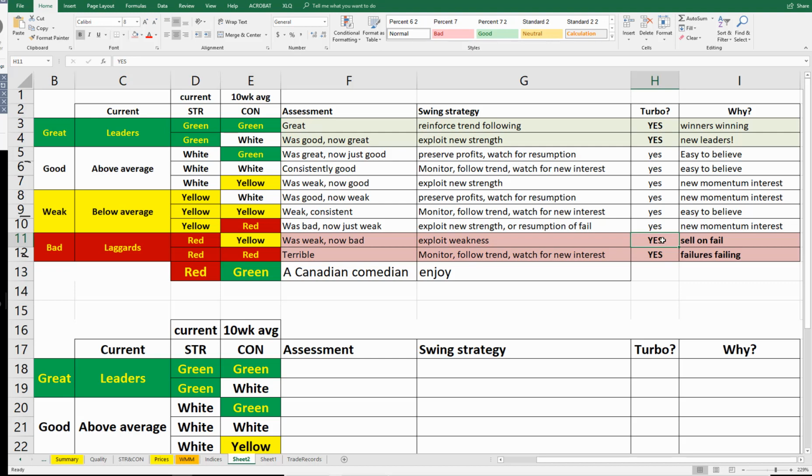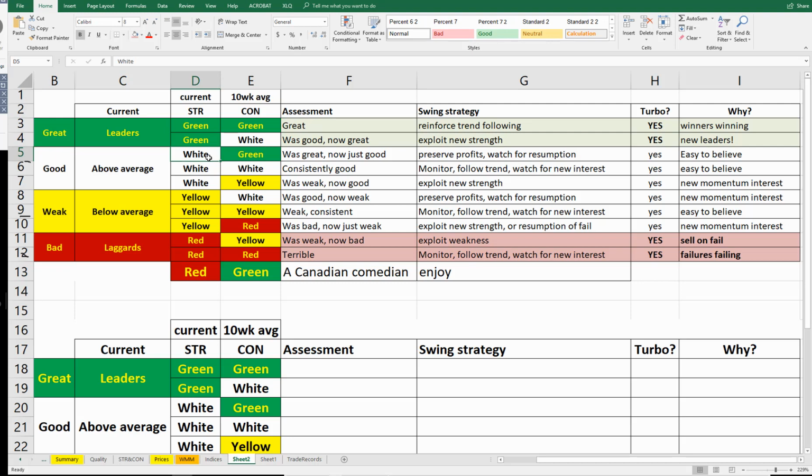Now, some other ones I want to look at. This one that is white and green. This was great and is now just good. So on a 10-week basis, this thing has been exceptional. But now, this past week, it has only become above average. So it's had 5 days to recover, but it didn't. And now it dropped back down into the white.